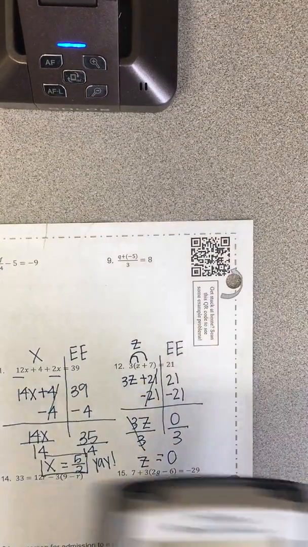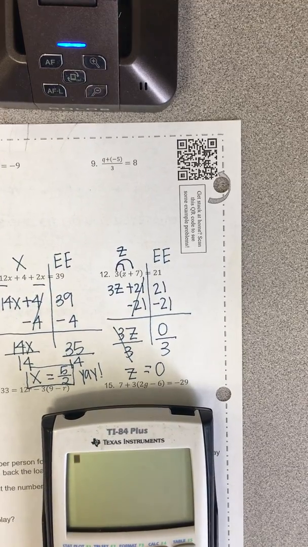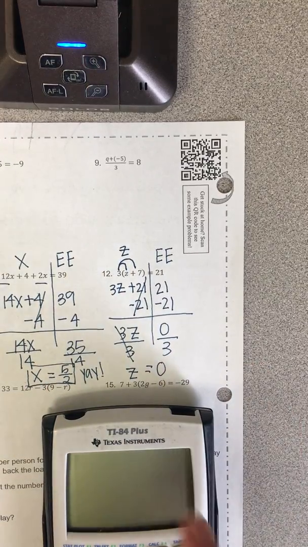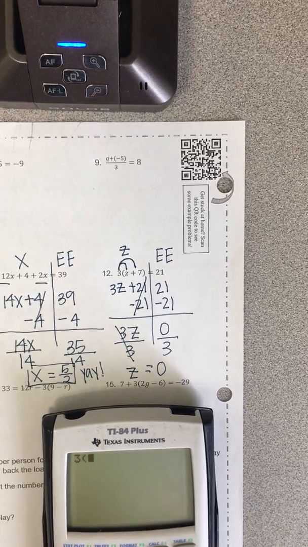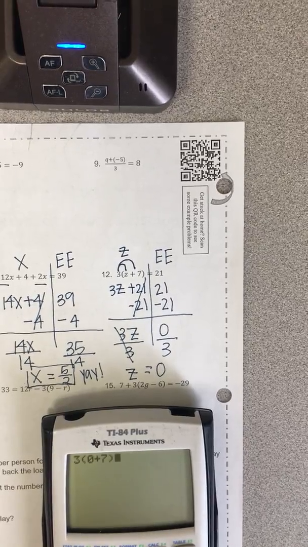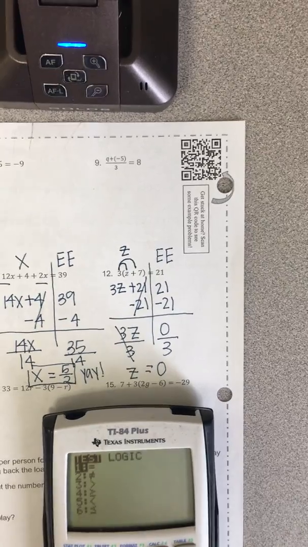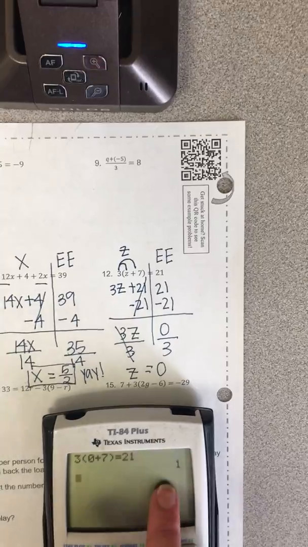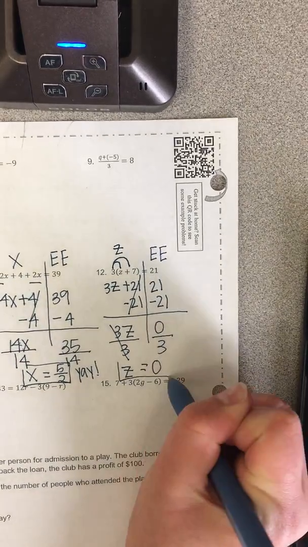Again, I'm going to plug it in and check just to make sure, because we can always check. We should not be getting problems wrong because we can check. So I'm going to plug it in exactly how I see it up here. I'm going to plug in everywhere I see a z, I'm putting in 0, my solution. So I have 3 parentheses, 0 plus 7, close parentheses, equals, that's second math, 1, 21. And then I hit enter. I get a 1, that's a true statement. That means z is a solution. This is a solution. We're good.